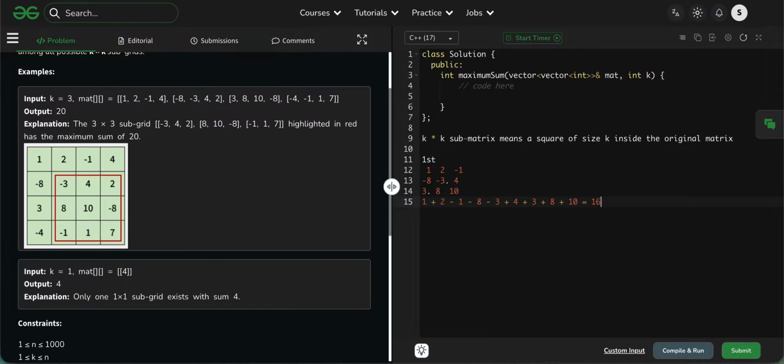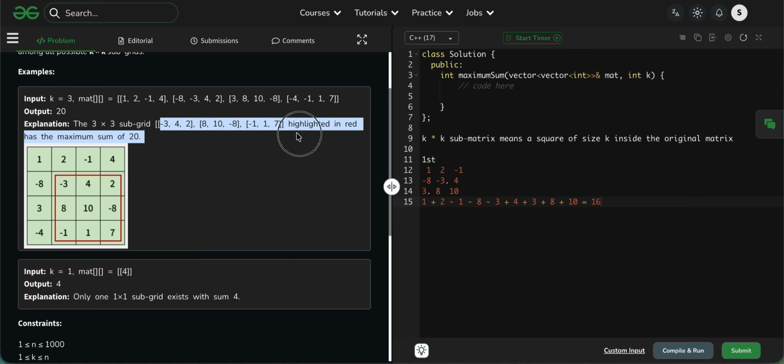The same way we can take another 3 by 3 from here, and the same way from here, and we just have to return the maximum. So here the maximum is this one, and the answer is 20. I think you understand what the question says.